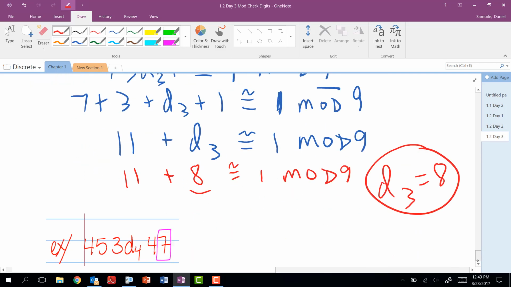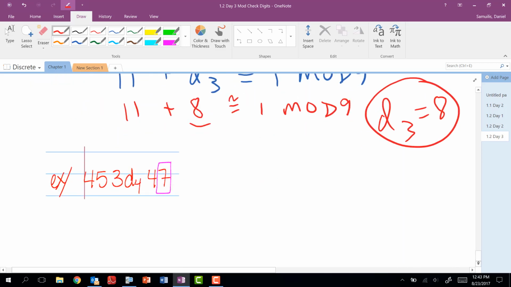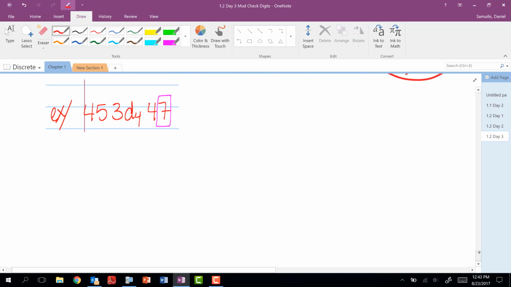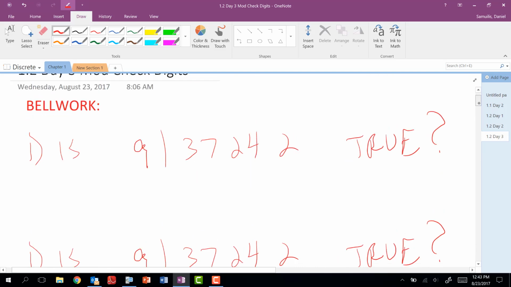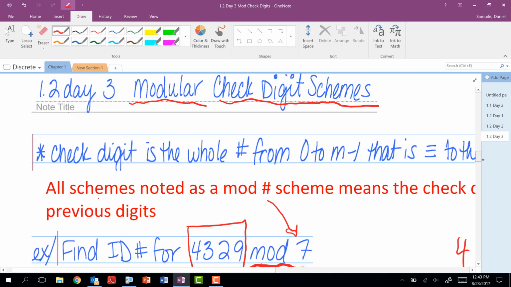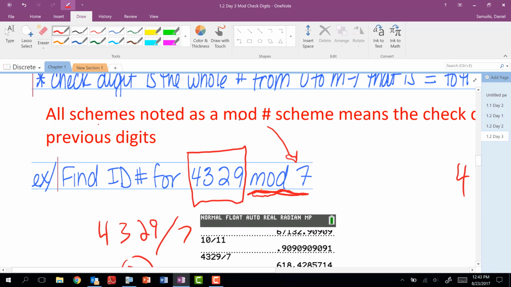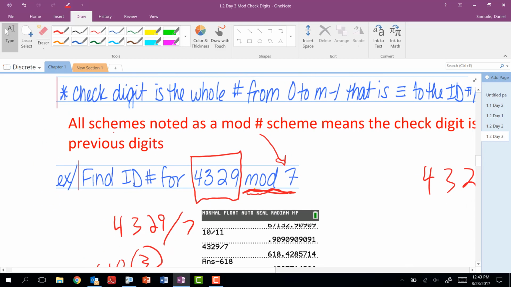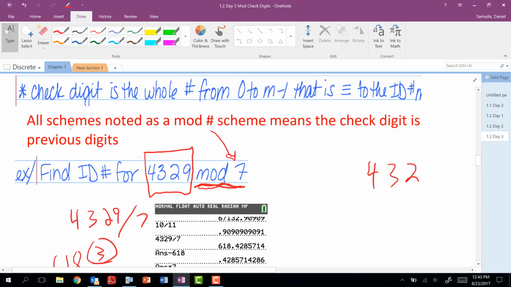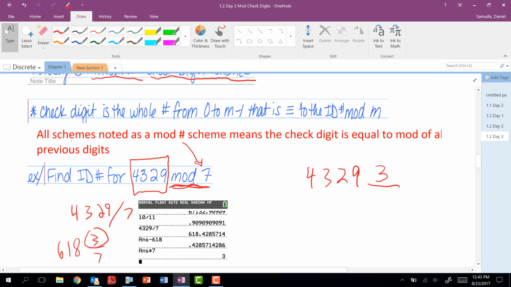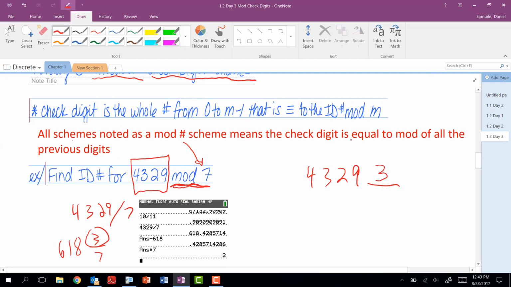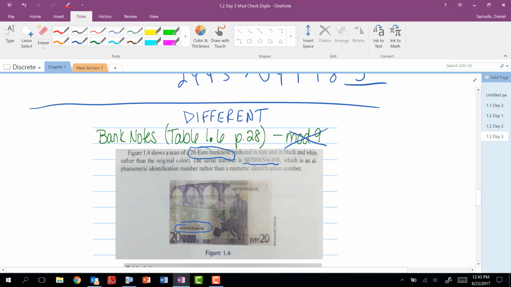Okay? One more. Uh-oh, didn't give me the space. There we go. Same old, same old. And again, I have this boxed ahead of time. But this is a 6-digit mod 9 scheme. Classic mod scheme. Let's go back to the front of the notes. Oh, that's your bell work. There it is. All schemes noted as a mod number scheme means that the check digit is the mod of all the previous digits. I'm reading that in red again. So that is what all mod schemes are.